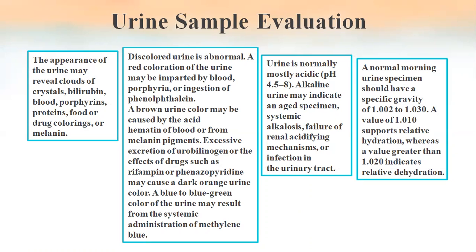Urine is mostly acidic, so an alkaline urine indicates an aged specimen, systemic alkalosis, etc. A normal morning urine specimen should have a specific gravity of 1.002 to 1.030, so a value of 1.010 indicates hydration, whereas a value greater than 1.020 indicates relative dehydration.